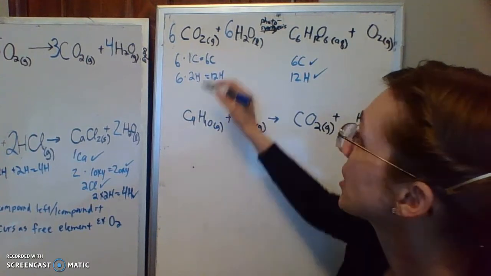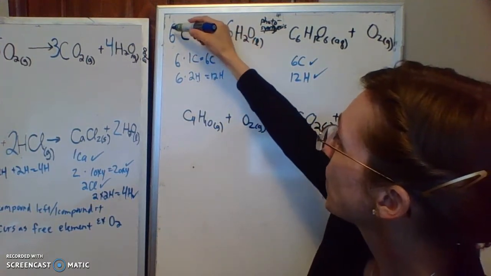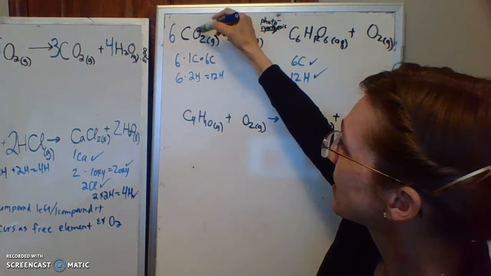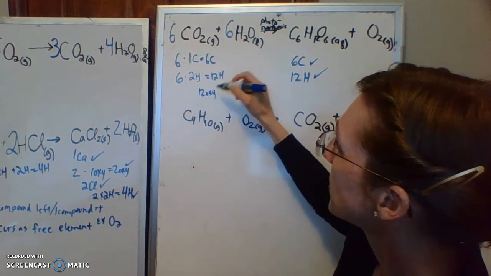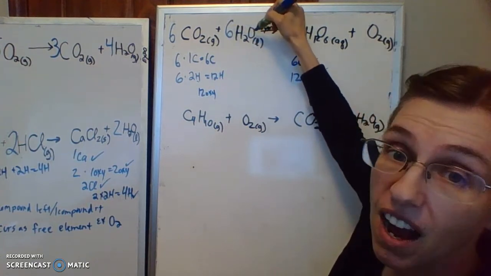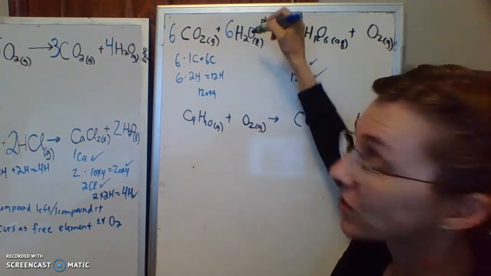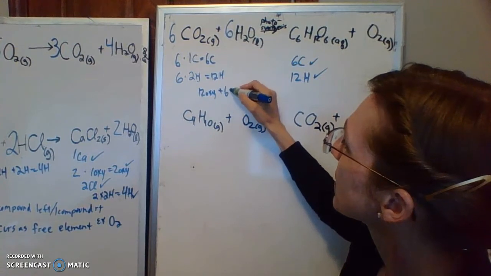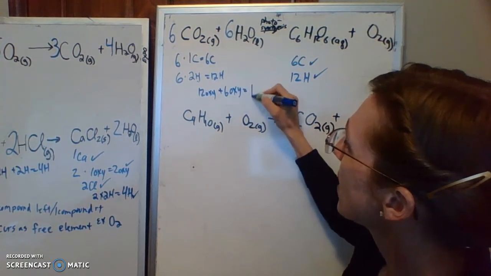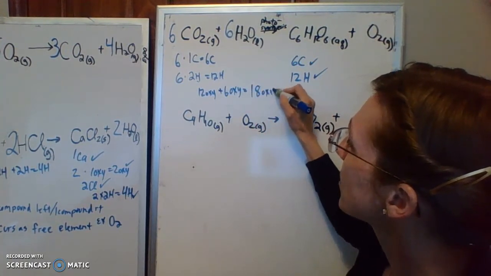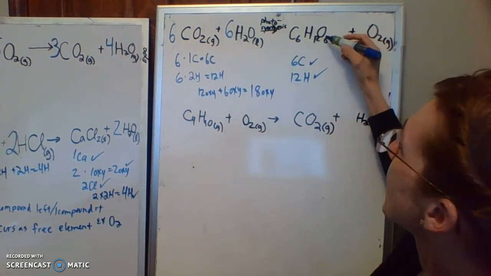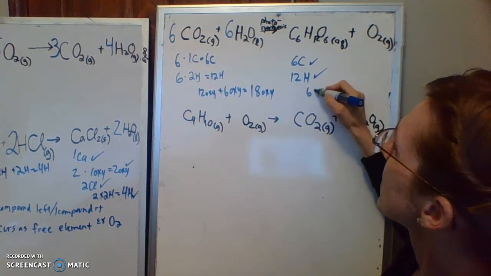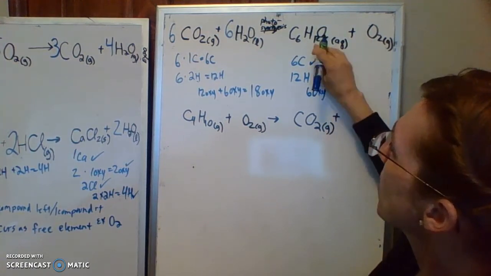Let's move on to oxygen. Well, we already have 6 sets of 2 here, so that's 12 oxygens from carbon dioxide. We have 6 oxygens from those 6 waters. You add them up, you get 18 oxygens on the left side. Now let's look at the right side. We have 6 oxygens from glucose.